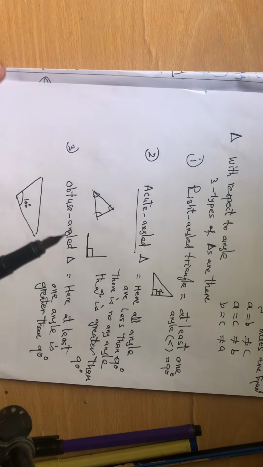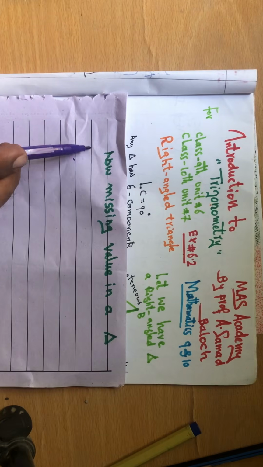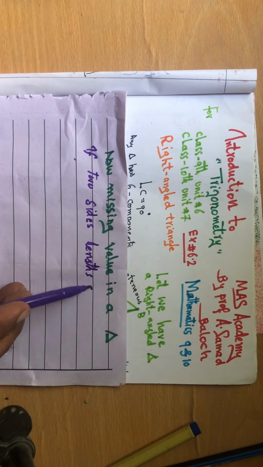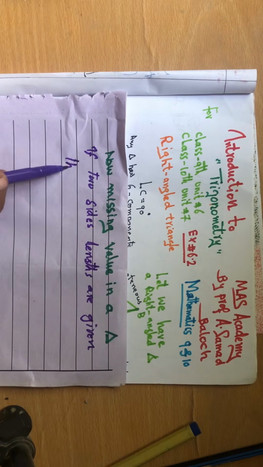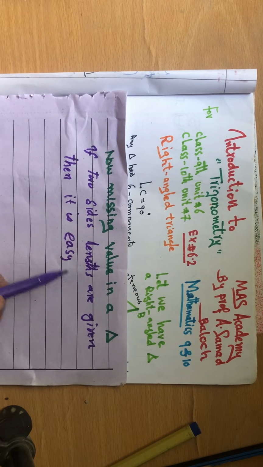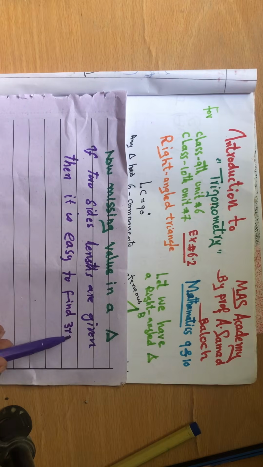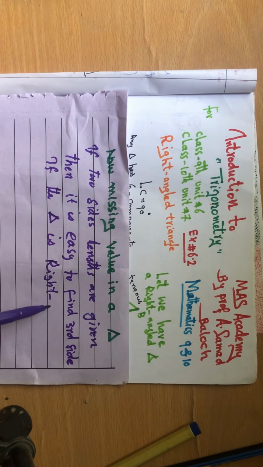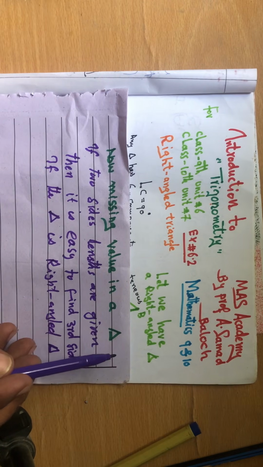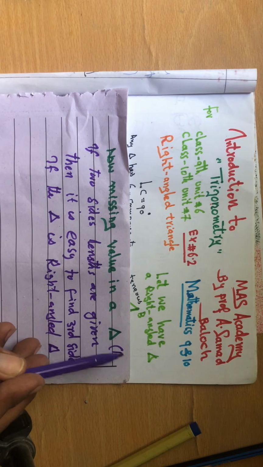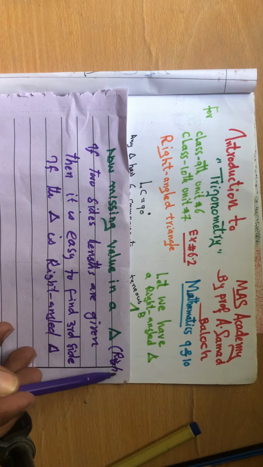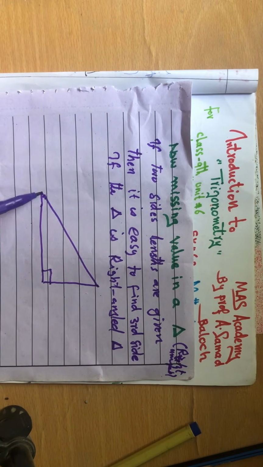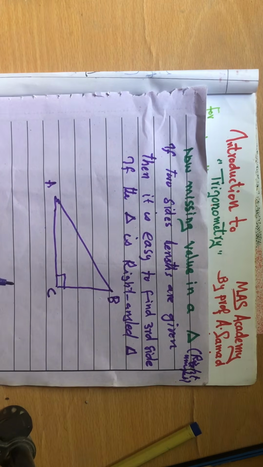Now, how to solve a triangle. To solve a triangle, remember, we must have two components. As we said, there are six components. If we are talking about the sides of a triangle, let's say two side lengths are given to us, then it is easy to find the third side. If the triangle is a right angle triangle, it is easy, because according to Pythagoras we can find it.